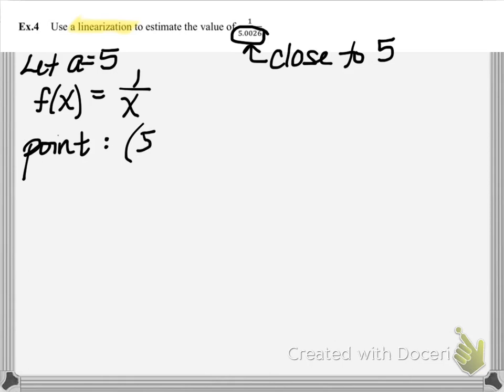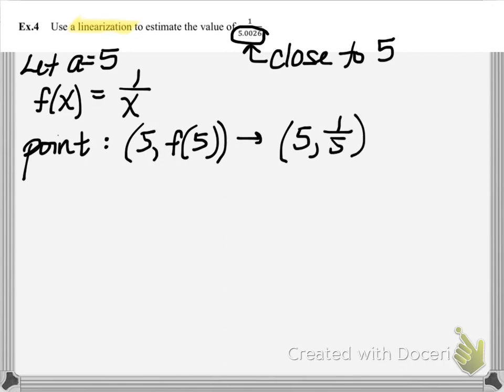And we have basically the x value for our point. We just need the y value. So the y value will be found by plugging 5 into the function. So that means that our point is going to be 5, 1 over 5. Next we need our slope. And our slope will be the derivative of this function.